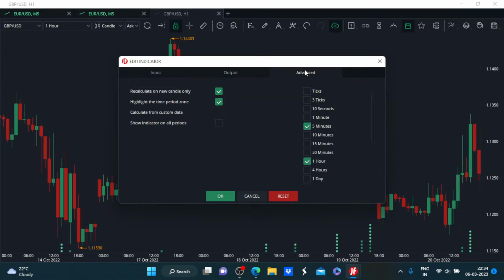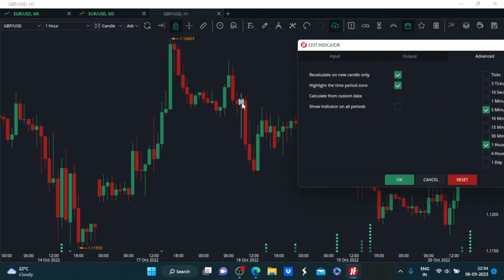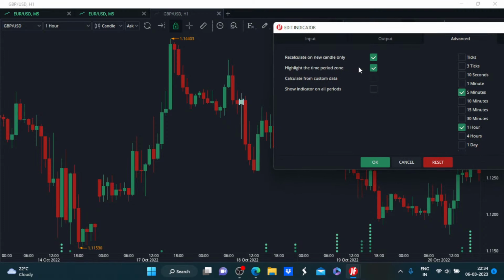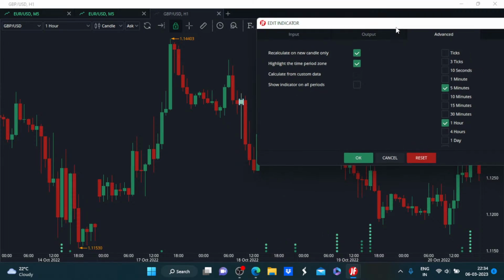Okay, advanced editing option, recalculate on new candle only. This is not going to make much of a difference. There is a three candle formation, and only when we get confirmation with this gap being filled in the third candle with its closing, only then will this shape up on the chart. Highlight the time period zone: you can have it, and three candles will be highlighted. Calculate from custom data has been disabled. Show indicator on all the periods.